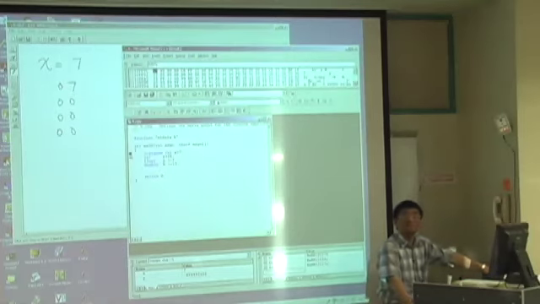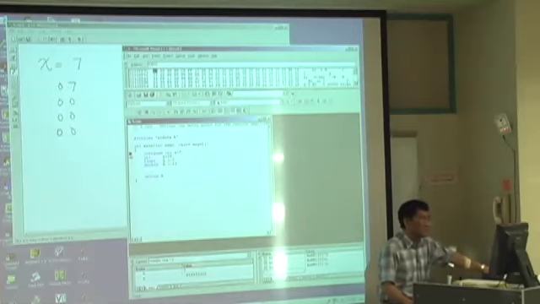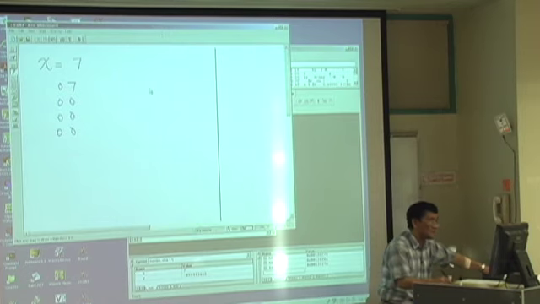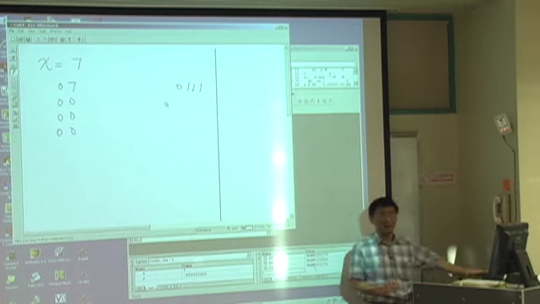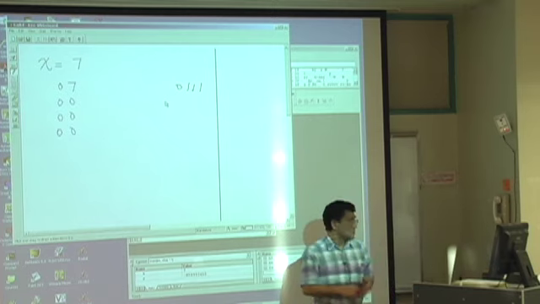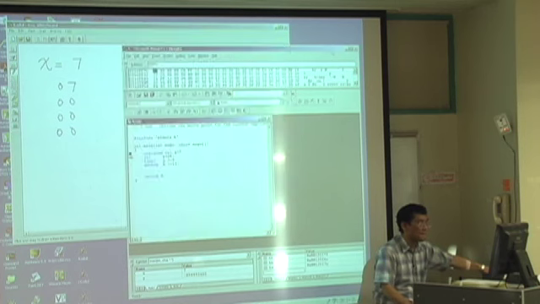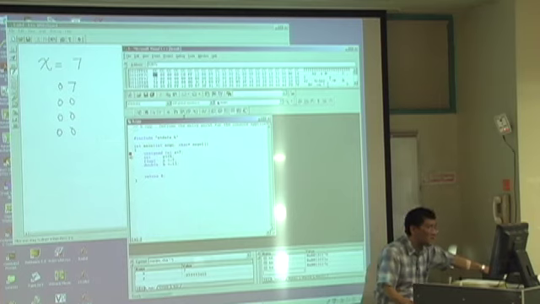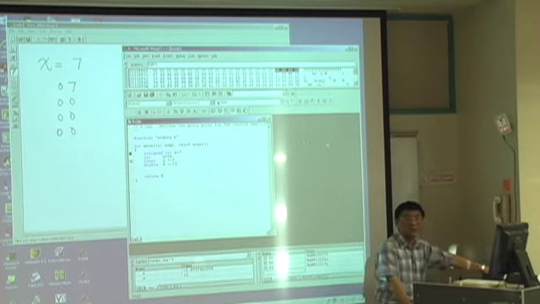Any questions? So let's write it. If we write it, then 7 is 1, 1, 1, 0, right? And then 0, 0, 0. So let's run the next thing. Then what happens? If we run, then y will be found. So this is what we can get, right?